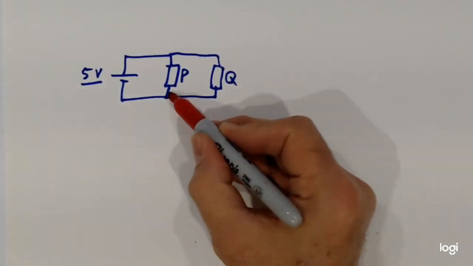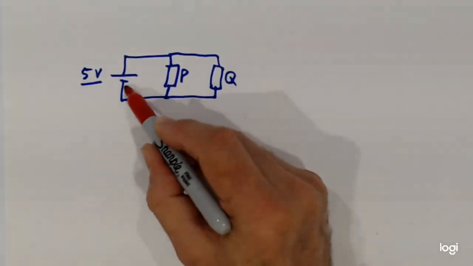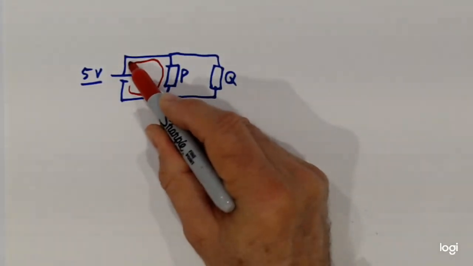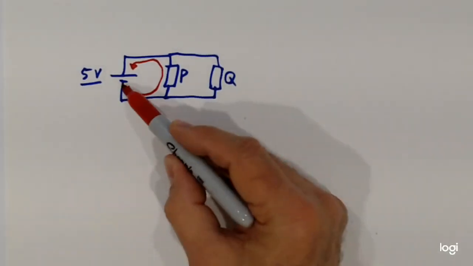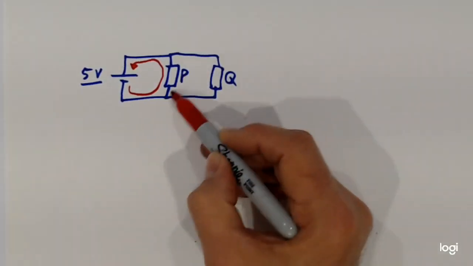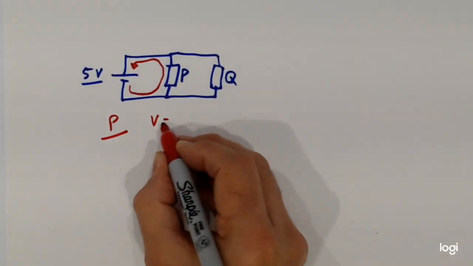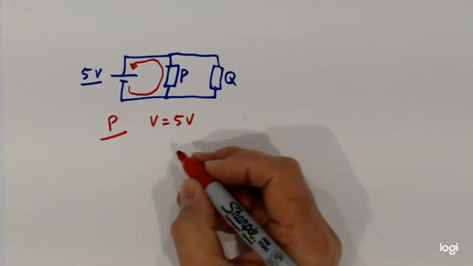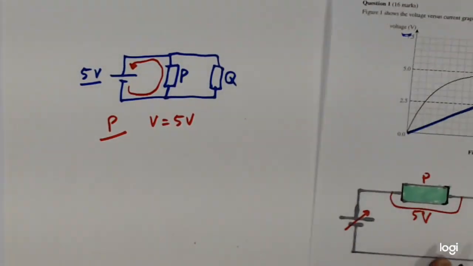Well, we know the voltage across P has to be 5 because the electrons that take that circuit instead of this circuit have got 5 volts, and they're only going to use it on P. So for P, the voltage across it is 5 volts, and we can use the graph to figure out what the current must be.